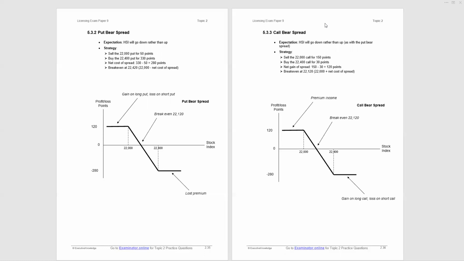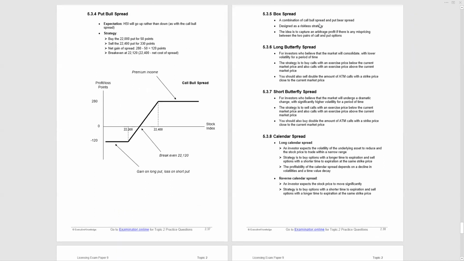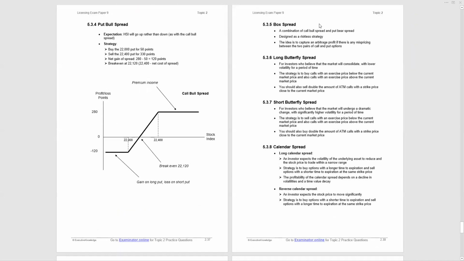And again, if the market goes down, then you gain the premium income because you've sold the calls. And if the market goes up, you gain on the long call, but you make a loss on the short call. And finally, the put bull spread, remember, you're buying and selling puts and you expect the market to go up. If the market does go up, you gain the premium income. If the market goes down, you gain on the long put, but you have a loss on the short put.